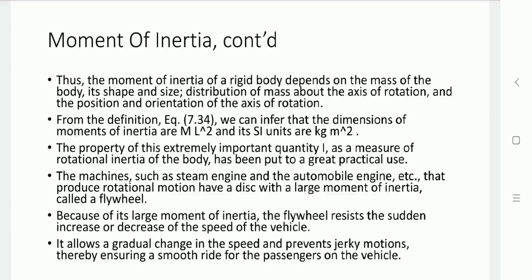It is utilized in steam engines and automobile engines, which produce rotational motion and have a disc with a large moment of inertia. It is a flywheel. This large moment of inertia of the flywheel resists sudden changes, increase or decrease, in the speed of the vehicle. So it allows a gradual change in speed and prevents jerks of motion, which ensures a smooth ride for passengers on the vehicle.